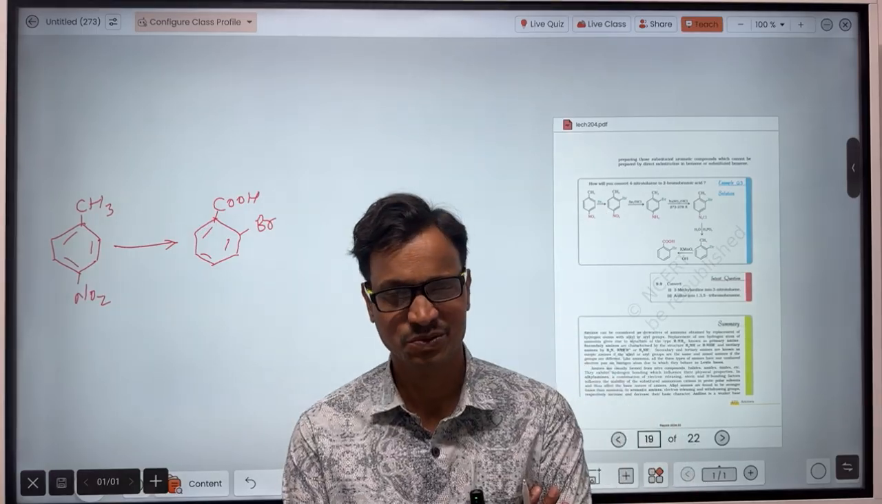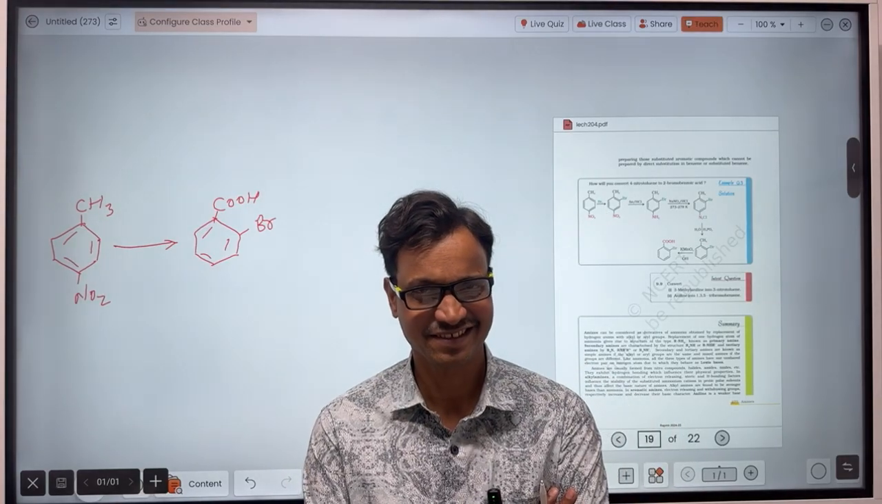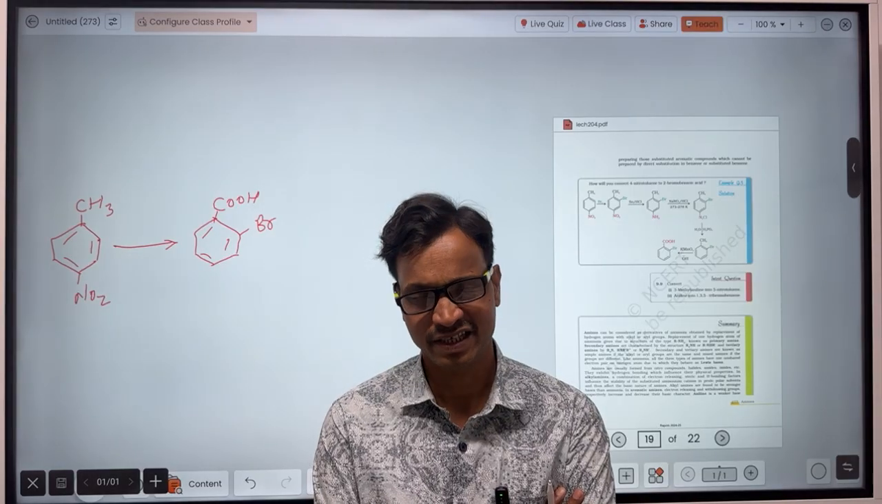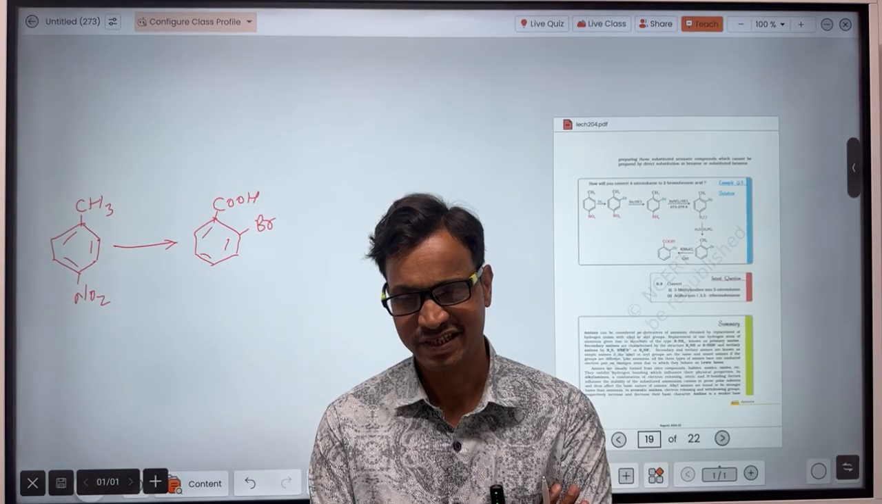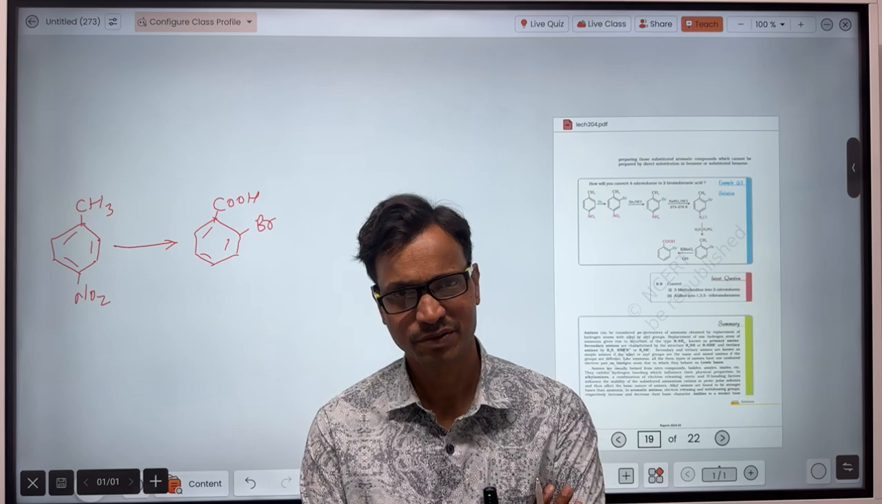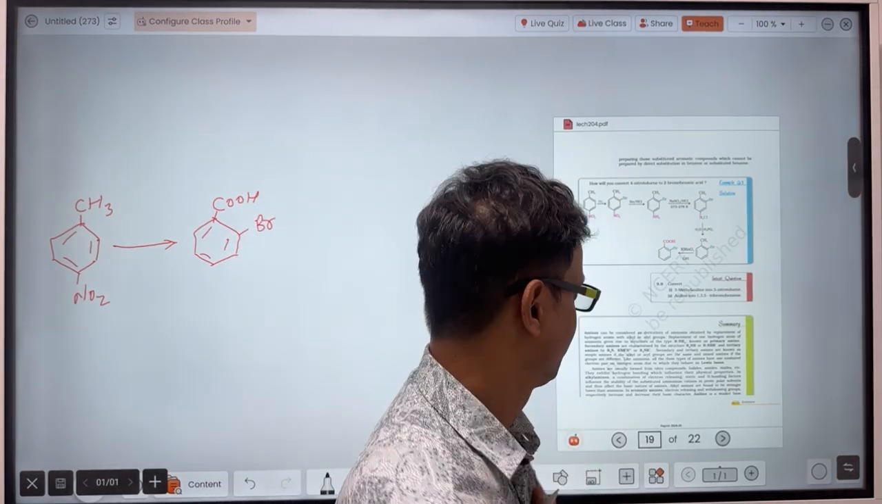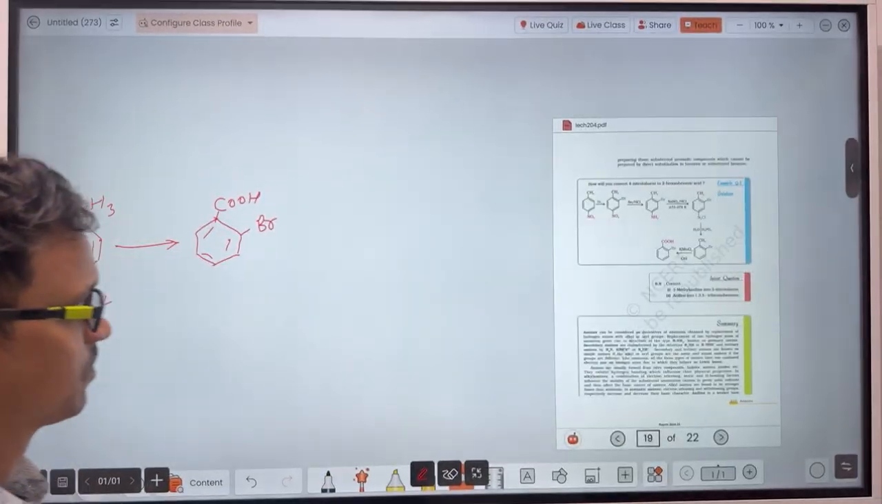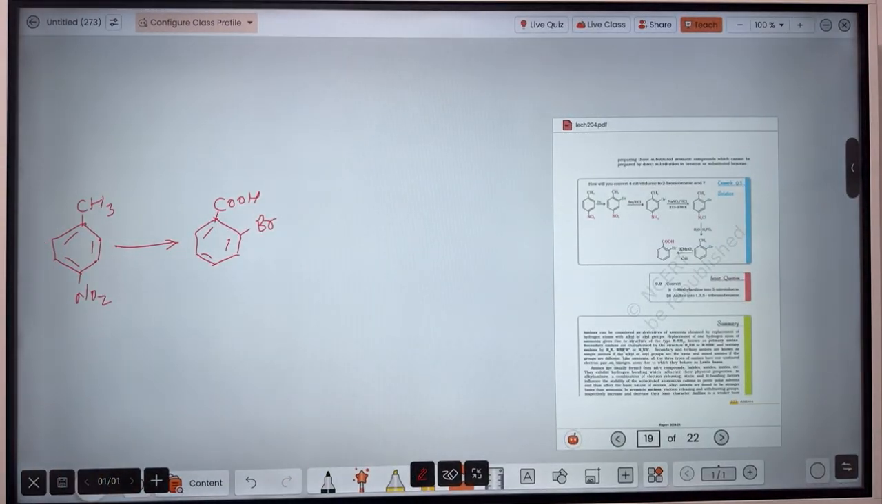And to convert CH3 into COOH is very easy. You react with a strong oxidizing agent like alkaline KMnO4, so CH3 will convert to COOH. Okay. So now should I go to the books directly? No, don't go. Firstly, you will have to attach bromine. So firstly attach the bromine.